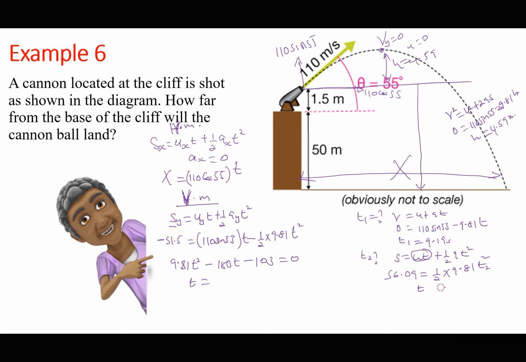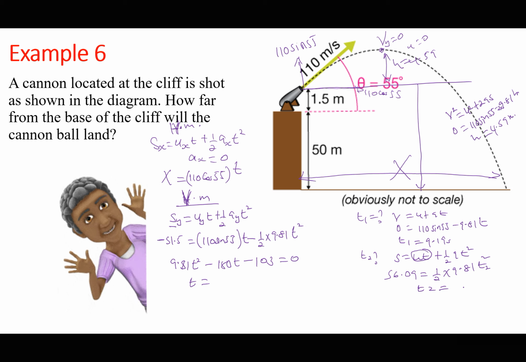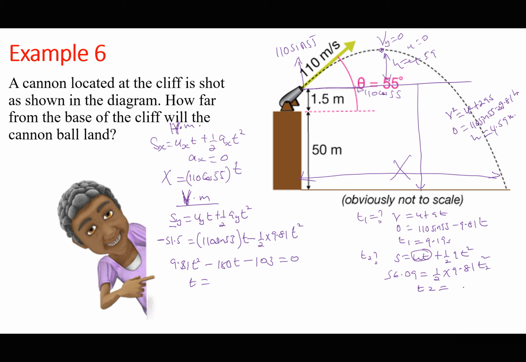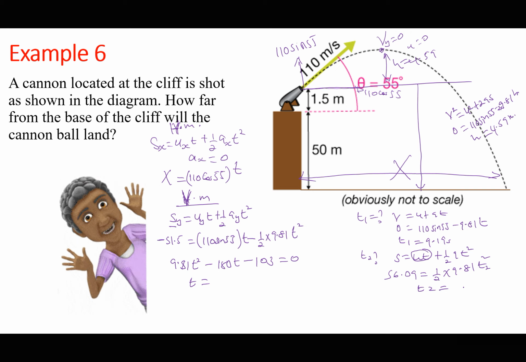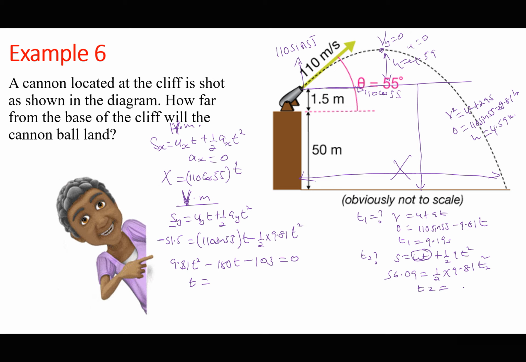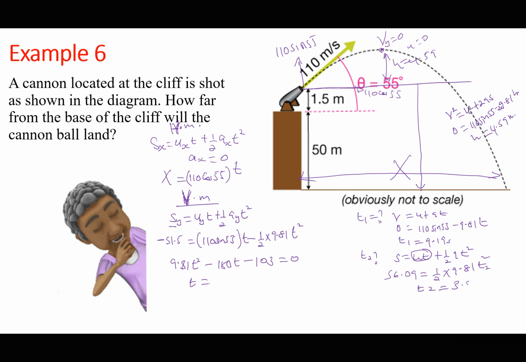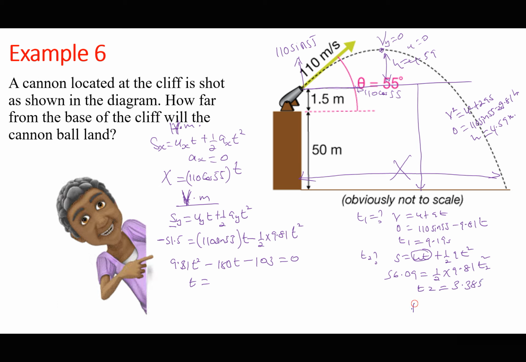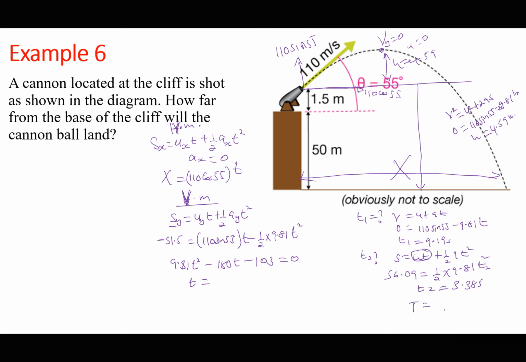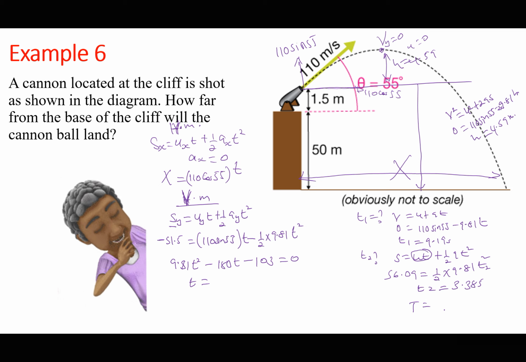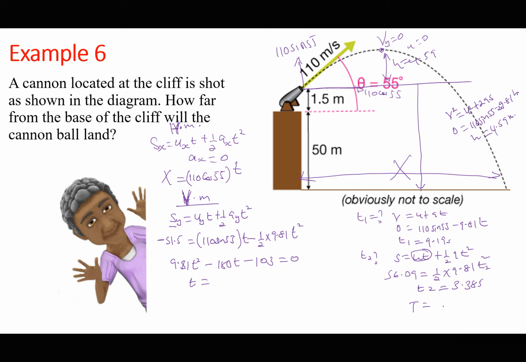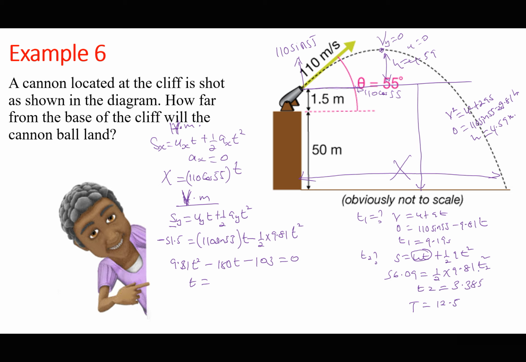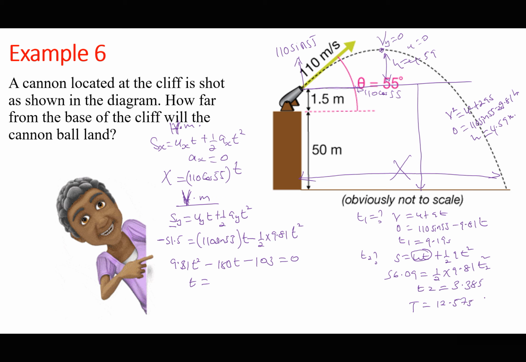So what is T2? T2 is going to be equal to the square root of 56.09 times 2 divided by 9.81. So T2 is going to be 3.38 seconds. So total time is going to be the sum of the two. 3.38 plus 9.19. So total time is 12.57 seconds.